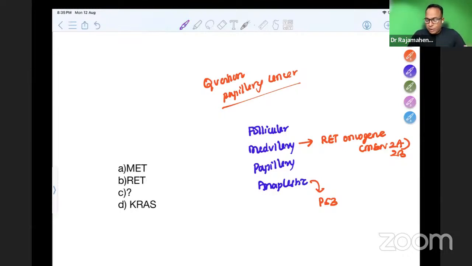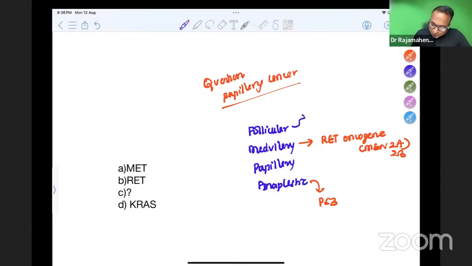This time I want to appreciate the examiner for his genuineness. He has taken all the questions only from Bailey and Love, not from any other book, and all the images are mostly in Bailey and Love. To be frank, he has made all the questions clinically oriented so that only students who have understood the concepts can answer. You can understand it when you open Bailey and Love.